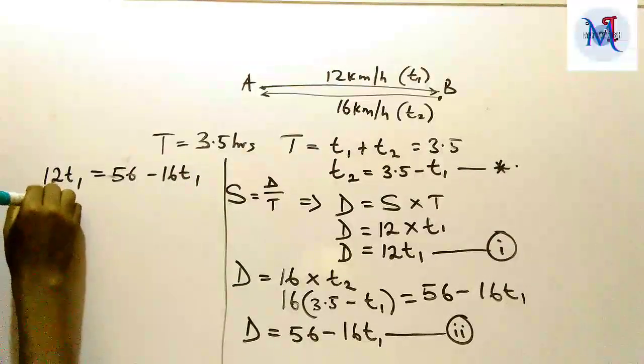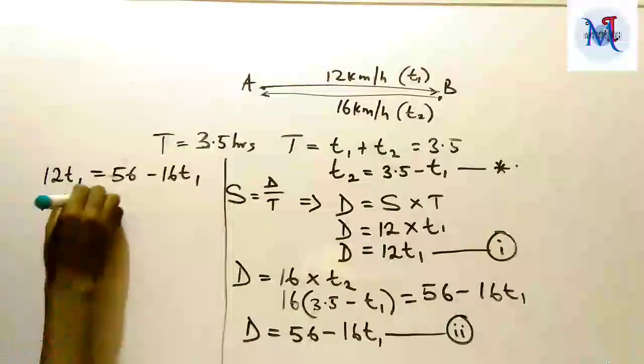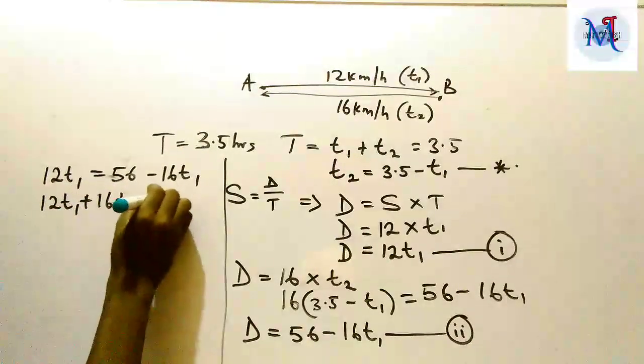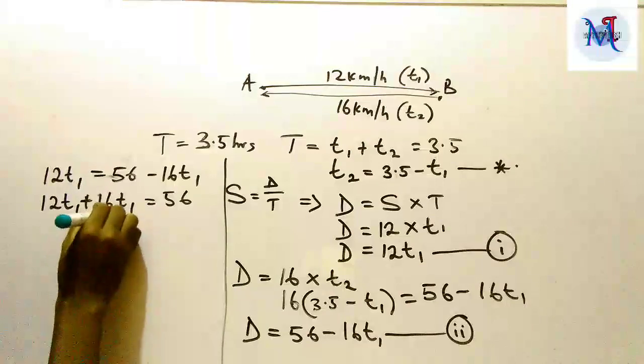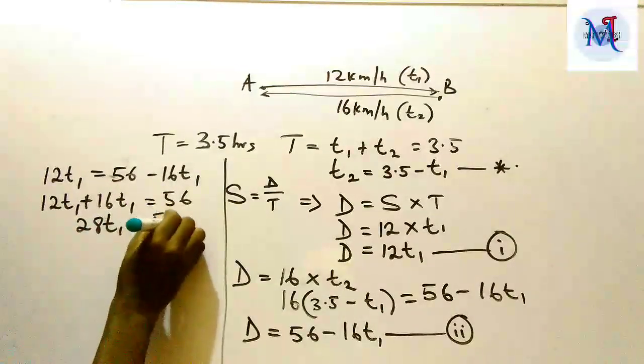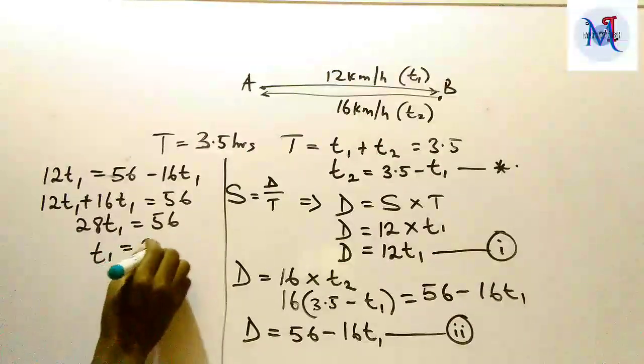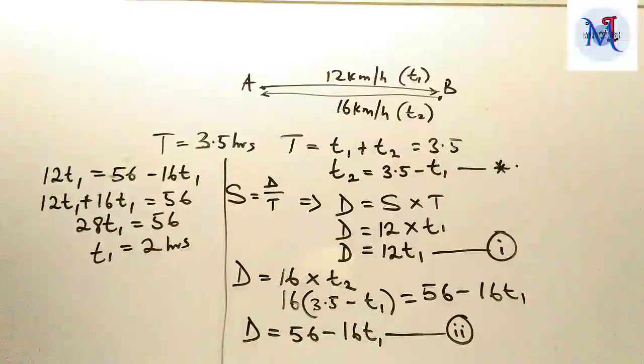Collect like terms, this will give me 12 T1 plus 16 T1 equal to 56, and that gives me 28 T1 equals 56, and therefore T1 is equal to 2 hours. Okay, so my work is almost done.